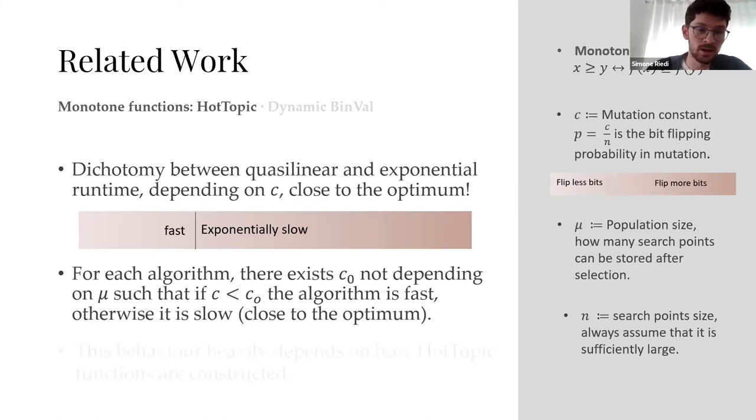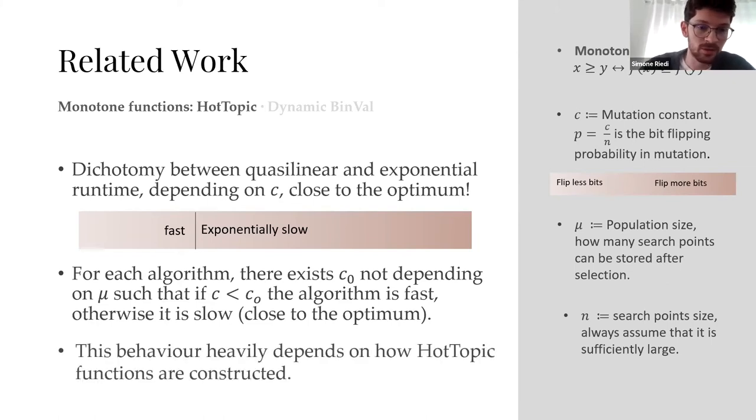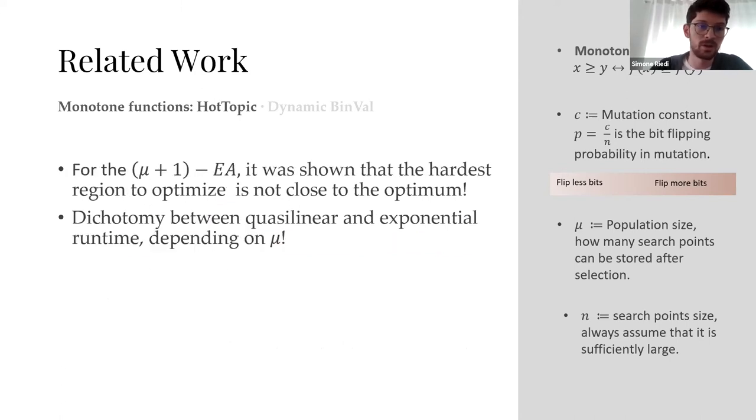And by fast, I mean it runs in quasilinear runtime, and by slow, it runs in exponential runtime. So the reason I'm talking about the hot topic function is, although this behavior depends heavily on the construction of hot topic, there are quite some striking similarities between the two functions. So the hot topic function changes throughout the algorithm, but it does not change at the same pace as the dynamic BinVal function. The hot topic function changes depending on where the population of the algorithm is in the search space. Therefore, it changes at a slower pace compared to the dynamic BinVal function that changes in each iteration. However, they still share this dynamic factor. So some of the results that we have are very similar to those for the hot topic.